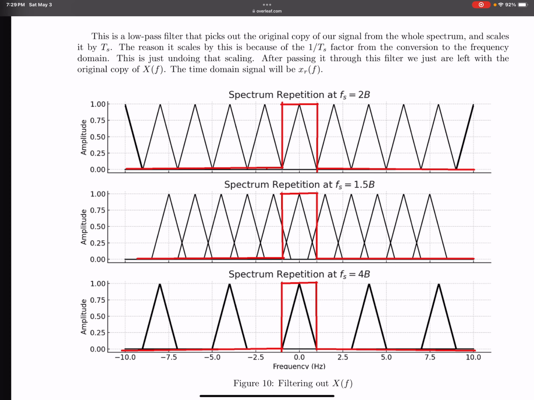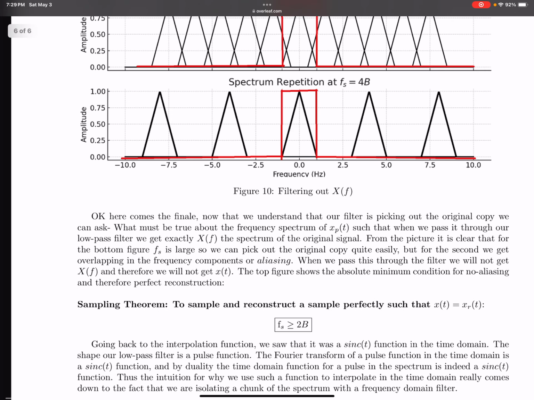Cool. So now let's talk about the grand finale. What are we trying to do with all this? Why are we even talking about this? We're trying to understand the conditions for where we get perfect reconstruction. So let's talk about that.